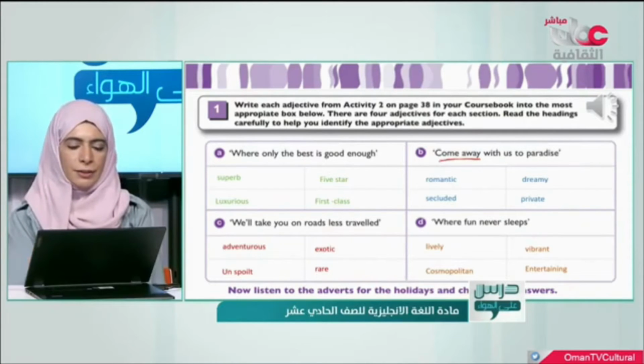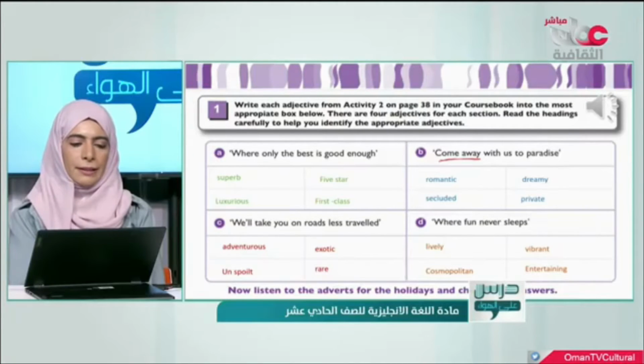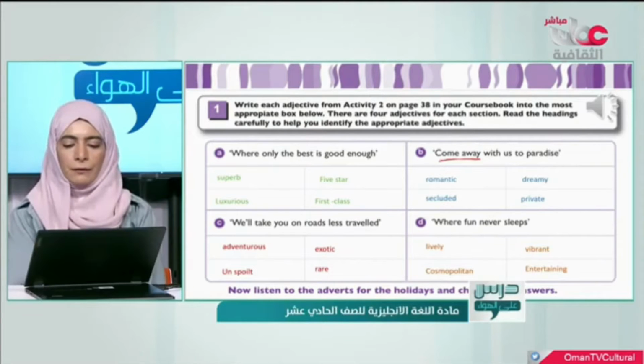Just classify the adjectives in task number 2 of the course book according to the meaning. Here you got the meanings. Will take you on roads less traveled: adventurous, unspoiled, exotic, rare. Where fun never sleeps: lively, vibrant, cosmopolitan, entertaining. We're supposed to check the task using the listening task, but actually since we have dictionaries, we can check the meanings and all things will be fine. So you will do it alone.